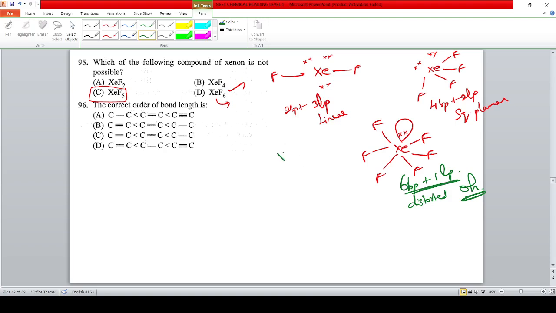Whereas XeF5 means xenon has to use 5 electrons for fluorine, 4th one, 5th one, 6, 7, 8. There is a single electron left. This is not at all possible.